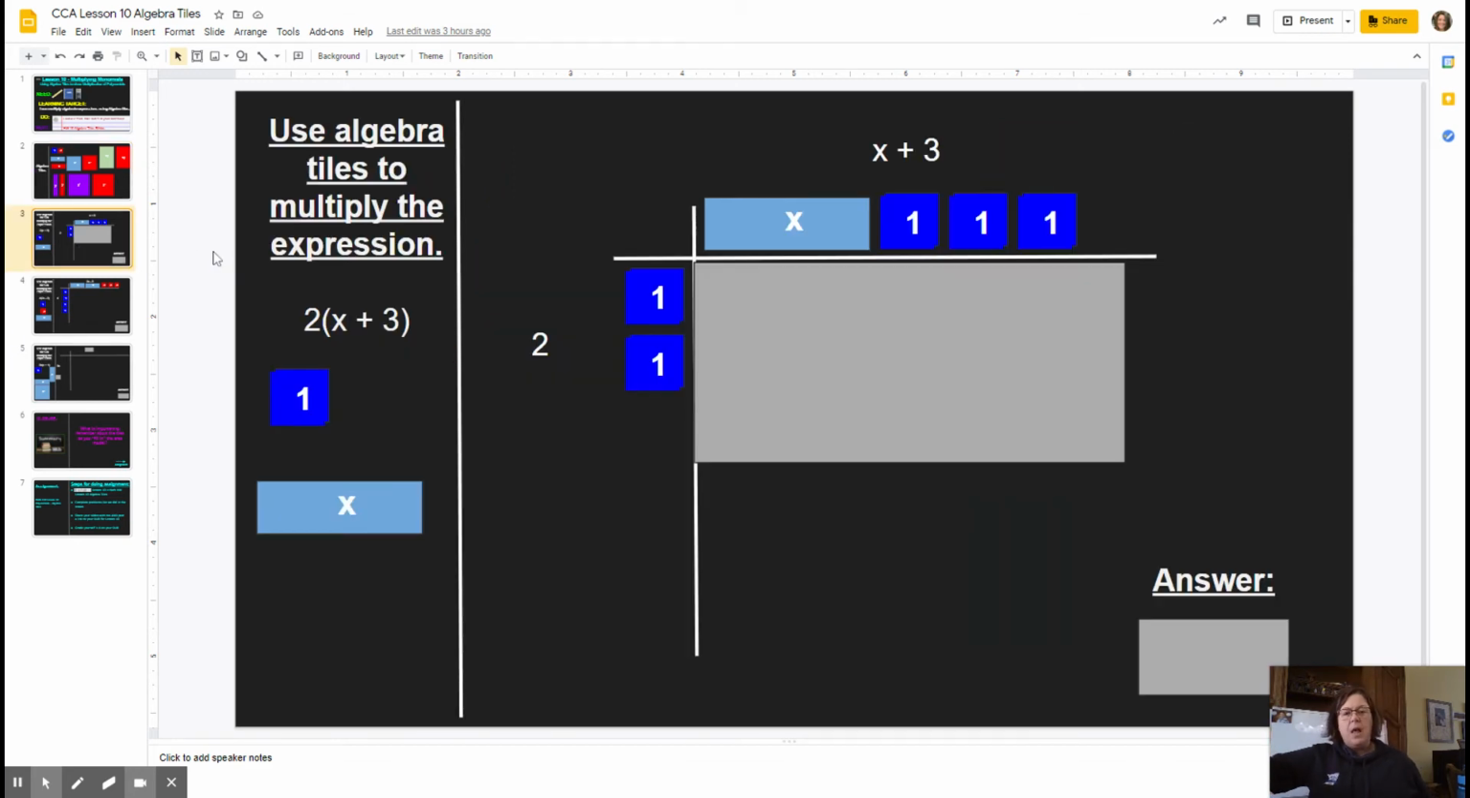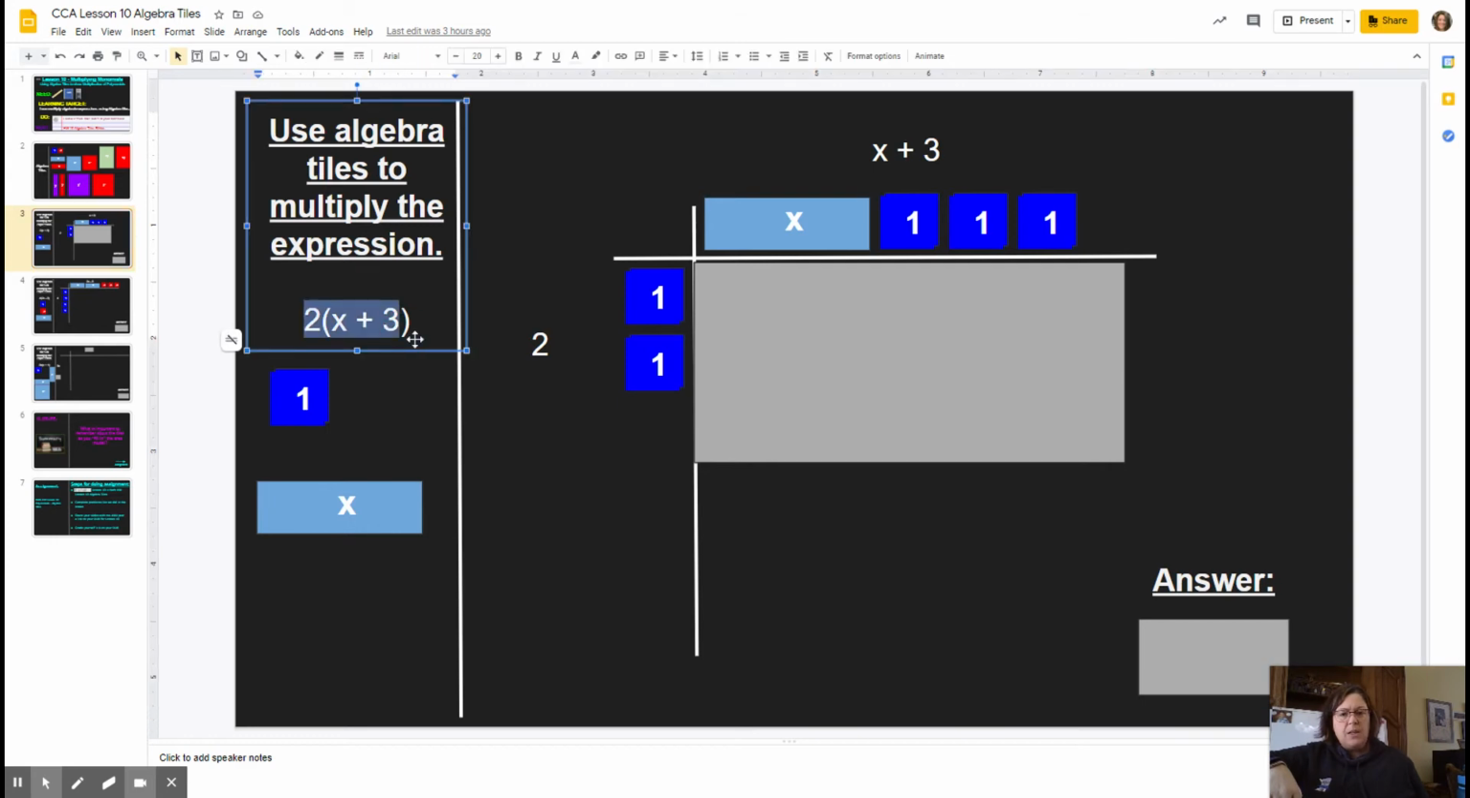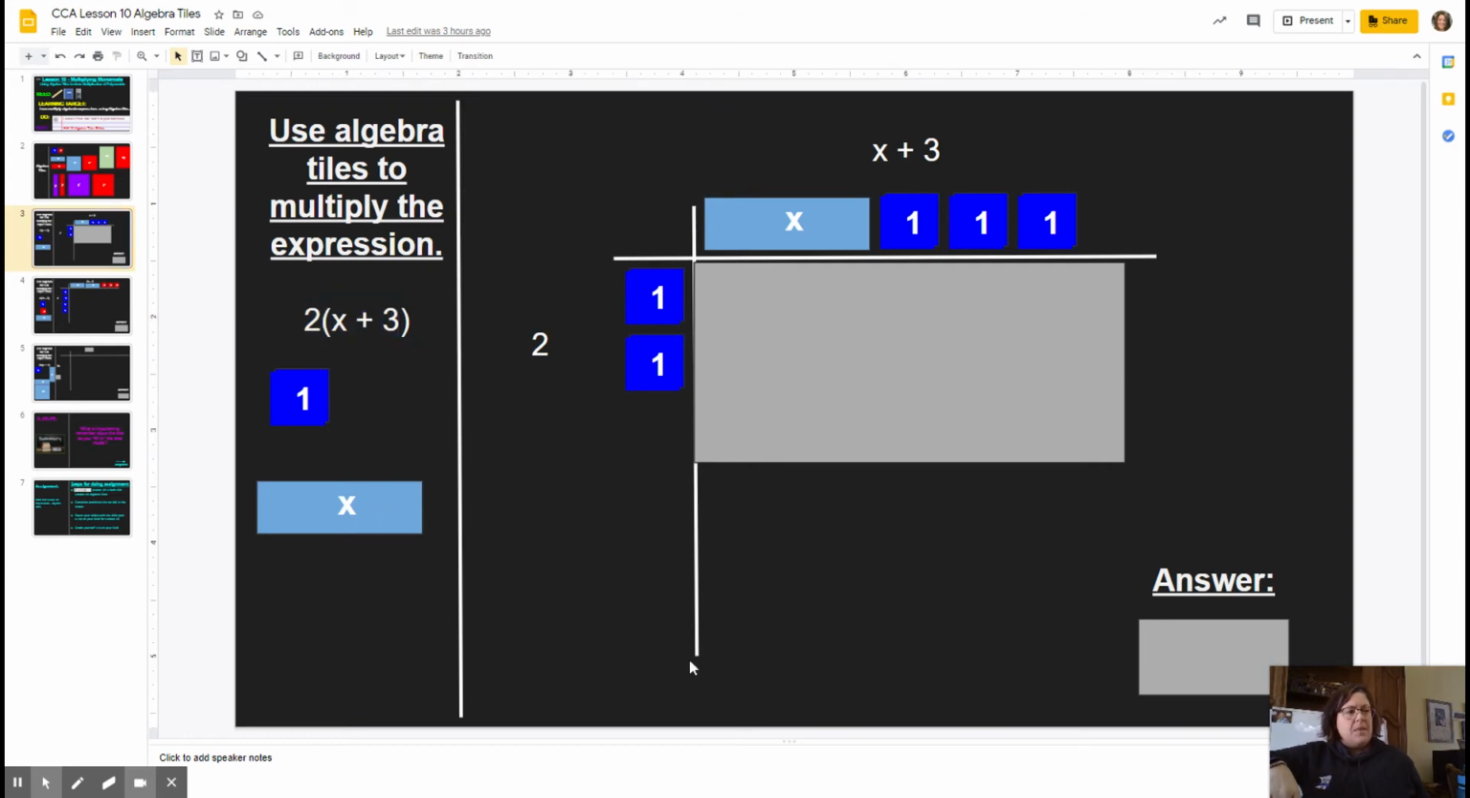Now, if I move up to slide 3, this is going to be our first example. So on your paper, what I would like you to do is write the directions: use algebra tiles to multiply. I would like to see 2 times the quantity of x plus 3 on your paper. And then I want you to sketch what you see here on the right-hand side. That includes the 2, that includes the x plus 3, and then I want you to sketch the rectangles and the squares on your paper so I can show you what's going to happen with the area model.